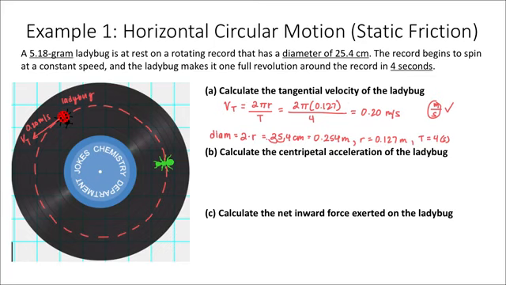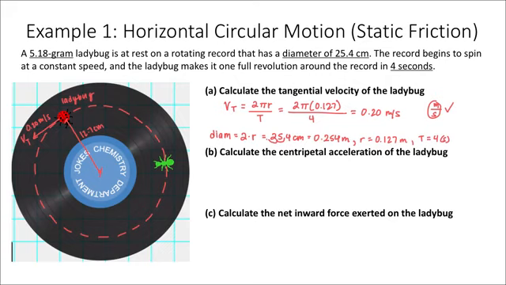In other words, if I were to label my diagram, let's say that this distance between the ladybug and the center of the record is that 25.4, that would be the diameter. That would be 12.7 centimeters, just for the sake of example.